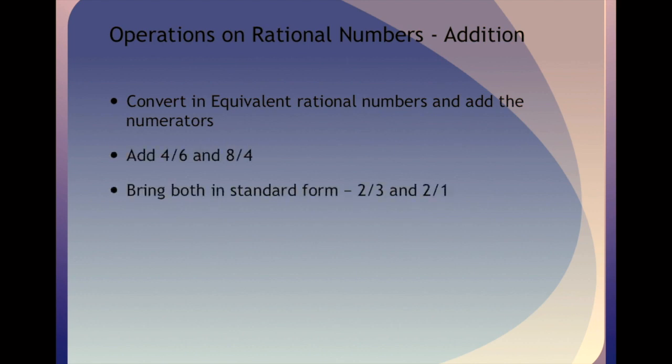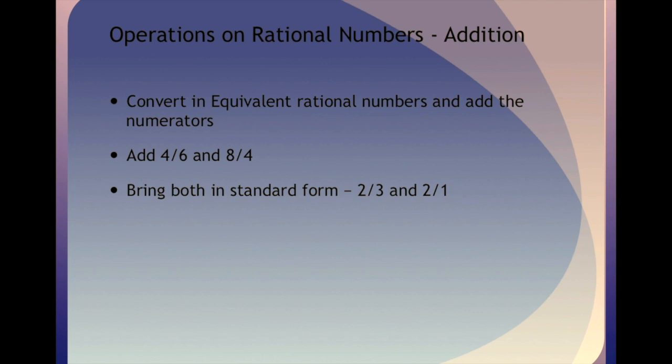Adding two integers, adding two natural numbers, we already studied in earlier classes. Now let us see how we can add two rational numbers. There is a method to add two rational numbers. First, we have to convert them into equivalent rational numbers and then we add the numerators of both the numbers. Let us take an example to understand it better. For example, we have to add 4 by 6 and 8 by 4.